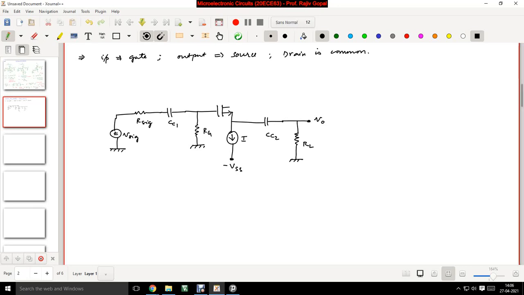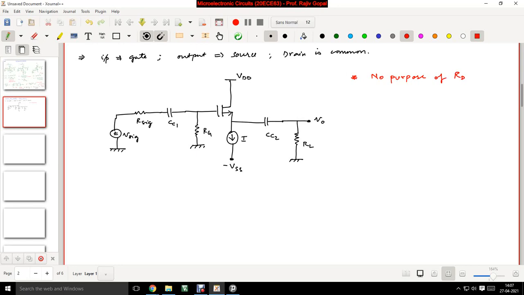Okay, but my drain is connected to VDD. See here, the drain is connected to VDD. VDD acts as an AC ground, especially when you consider this circuit in AC. If you draw the AC equivalent model of this, obviously VDD is shorted, so it is basically grounded, right? Then there is no purpose of having RD. It is not required.